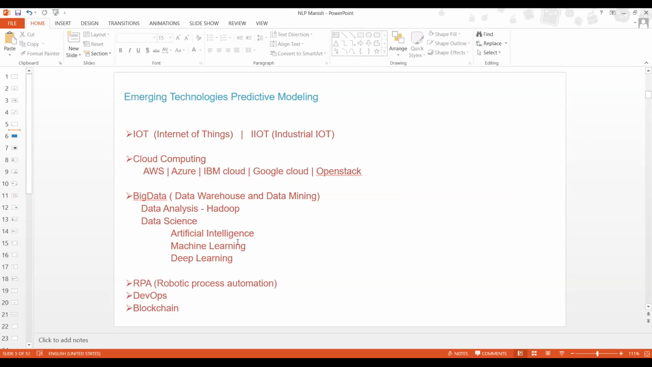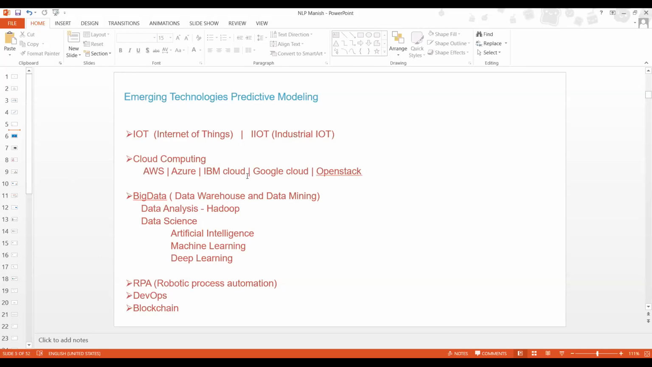If you're talking about only Python, this is called programming. If you're talking about machine learning, that is a technique. But if you're talking about the complete solution, always use these technologies here. So the meaning is emerging technologies for predictive modeling. If you want to develop anything, always follow these things, guys.